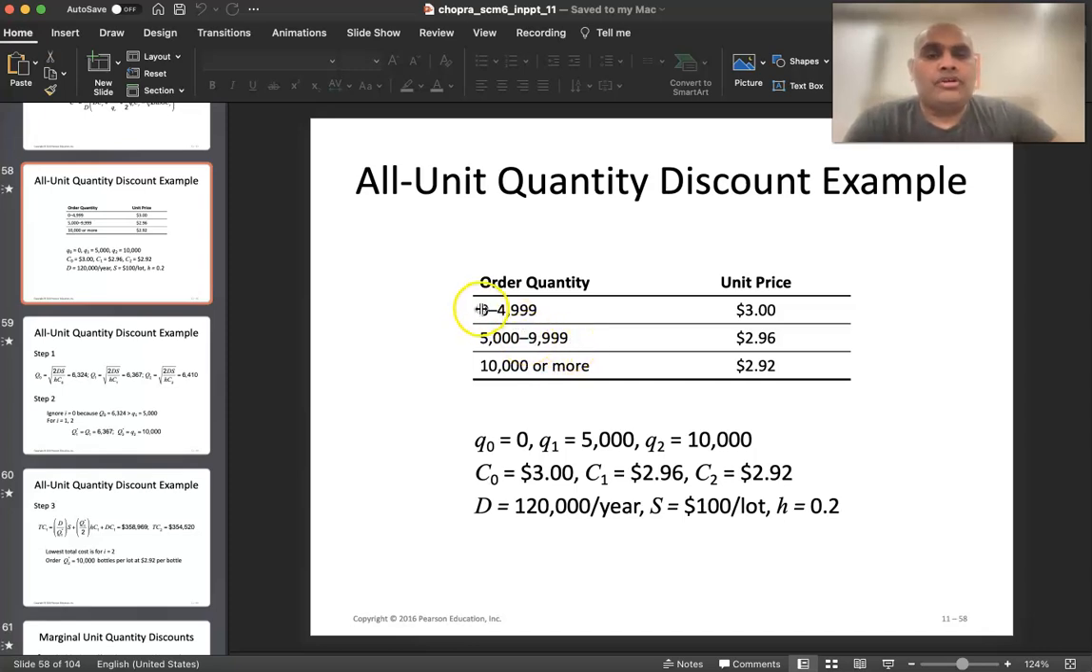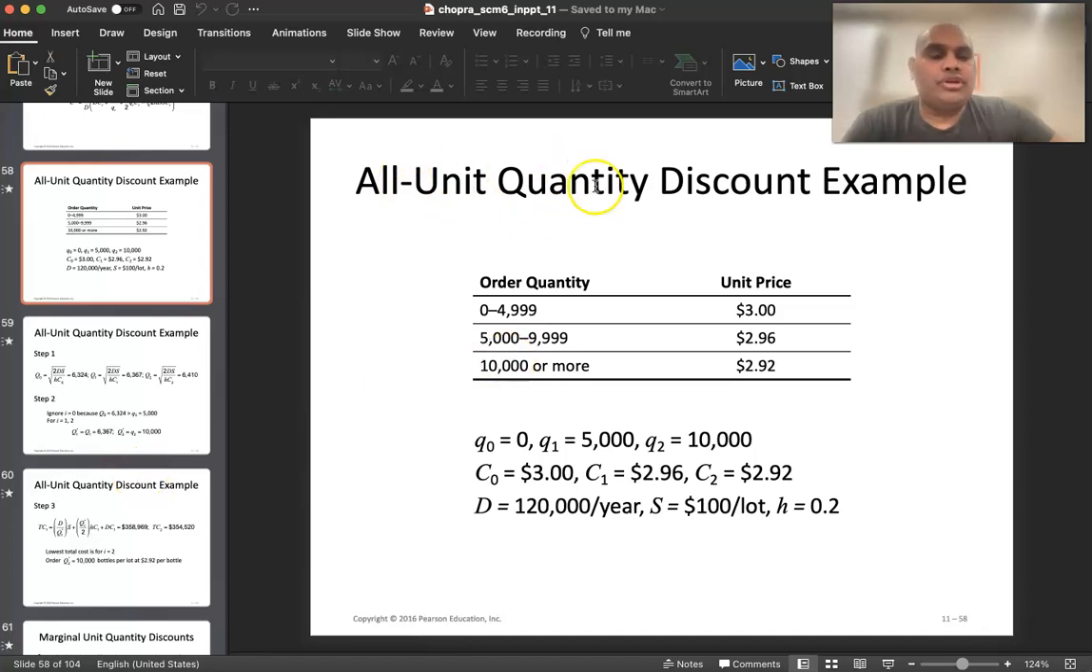Then for the first 5,000 units, you pay $3 in price. And for the remaining 2,000 units, from 5,000 to 7,000, the price will be $2.96. So these are the margins. These are the ranges in which you actually get the discount. Anything less than that, you don't get a discount, right?